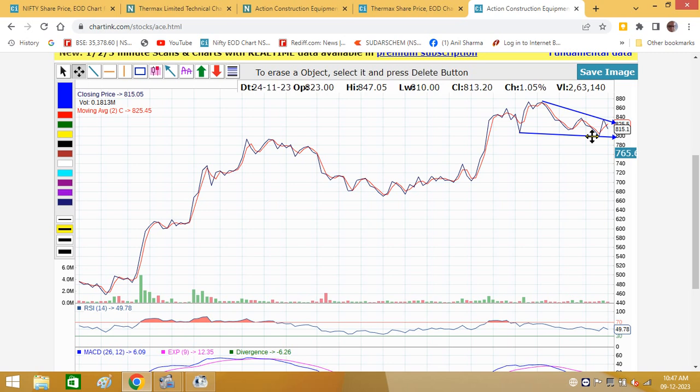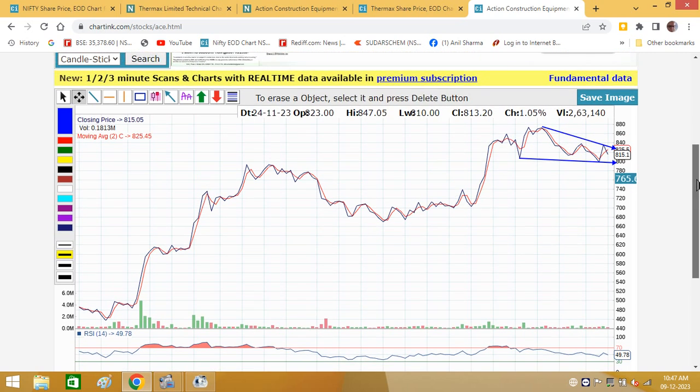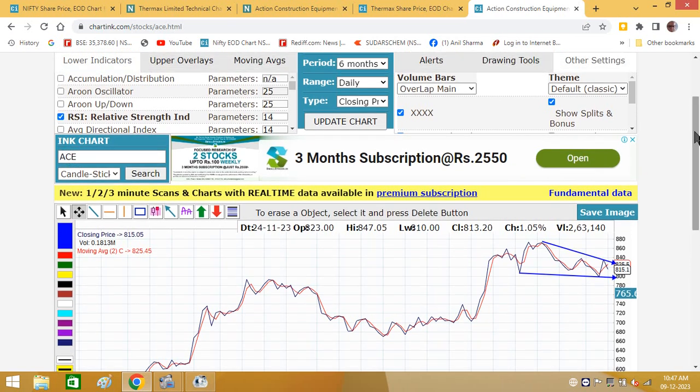So if you get it somewhere around 800, it closed yesterday at 815. If you are able to buy around 795 to 800, I think that could be a fantastic buy, and you can be rest assured that you will make a profit before the results of Q3 are announced for the year 2024.